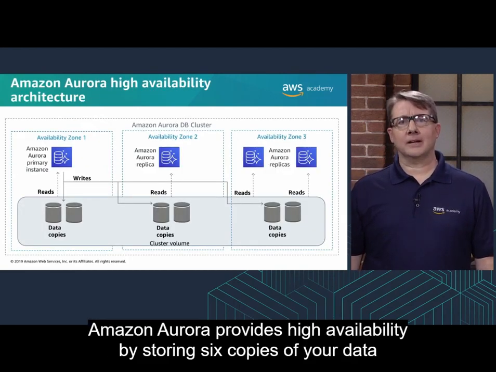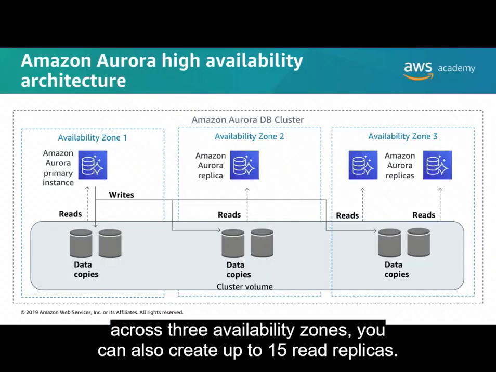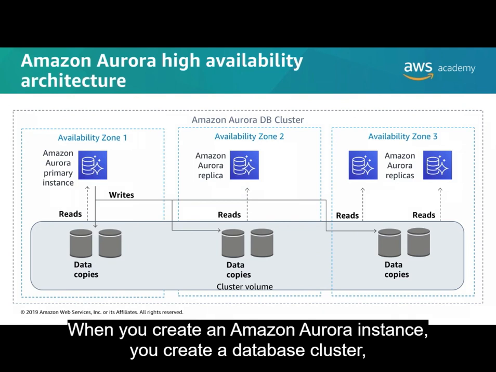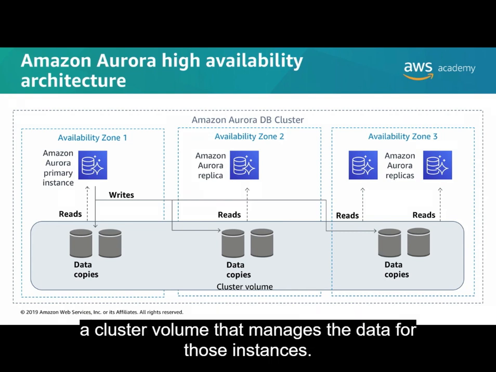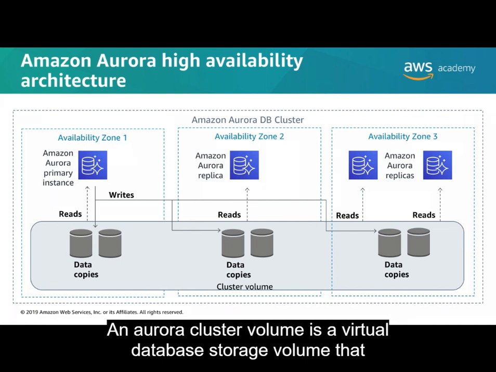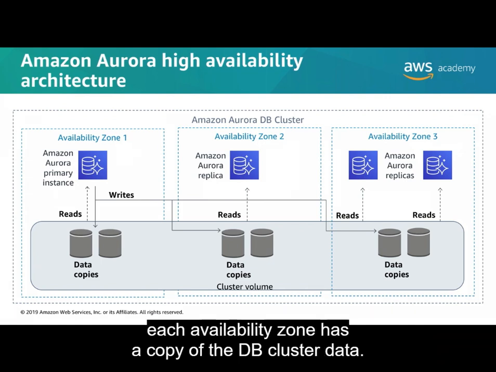Amazon Aurora provides high availability by storing 6 copies of your data across 3 availability zones. You can also create up to 15 read replicas. When you create an Amazon Aurora instance, you create a database cluster. A database cluster consists of 1 or more DB instances, along with a cluster volume that manages the data for those instances. An Aurora cluster volume is a virtual database storage volume that spans multiple availability zones. Each availability zone has a copy of the DB cluster data.